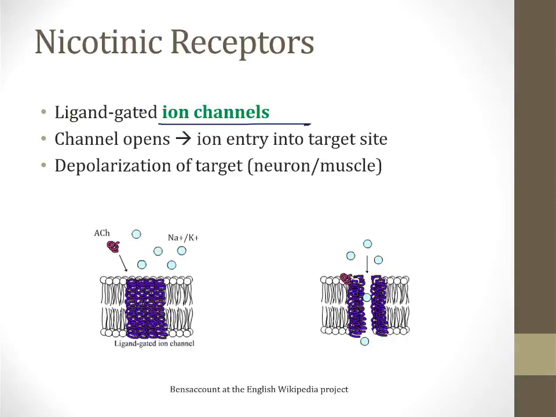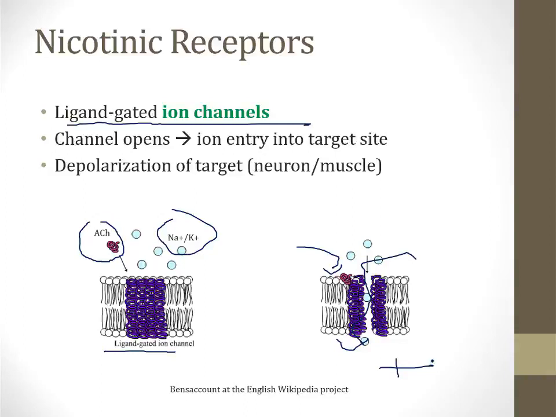Nicotinic receptors are described as ligand-gated ion channels, and this just means they are ion channels that can open up like a gate when they bind to a ligand, and the ligand in this case is the neurotransmitter acetylcholine. So let's look at this drawing on the bottom of the screen. We've got a molecule of acetylcholine coming in to bind to the nicotinic receptor, which is the ligand-gated ion channel. Out here floating around we have ions like sodium and potassium, and even calcium and magnesium. When acetylcholine binds, the channel opens up like a gate and all these ions pass through, and that's going to depolarize either a neuron or a muscle cell.